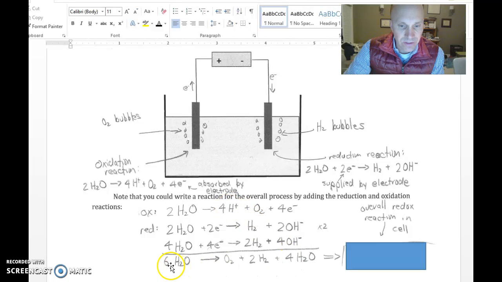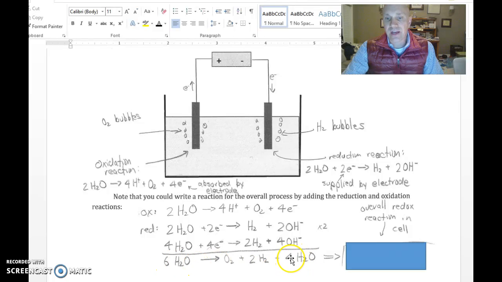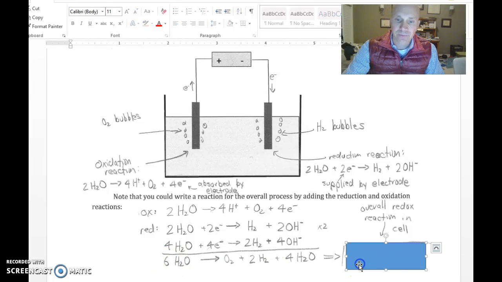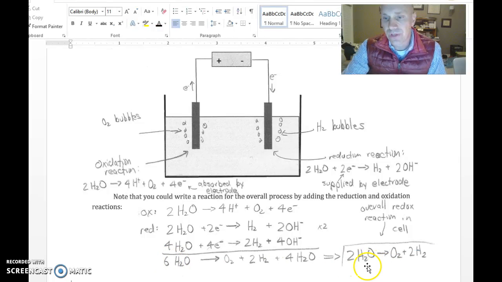All right, so if you look at this combined reaction, you'll notice that we've got the same product on both sides. So if we've got 4 over here and 6 water molecules over here, we can cancel this guy out, and that's going to become a 2 right there. All right, so that reduces down to this overall reaction.